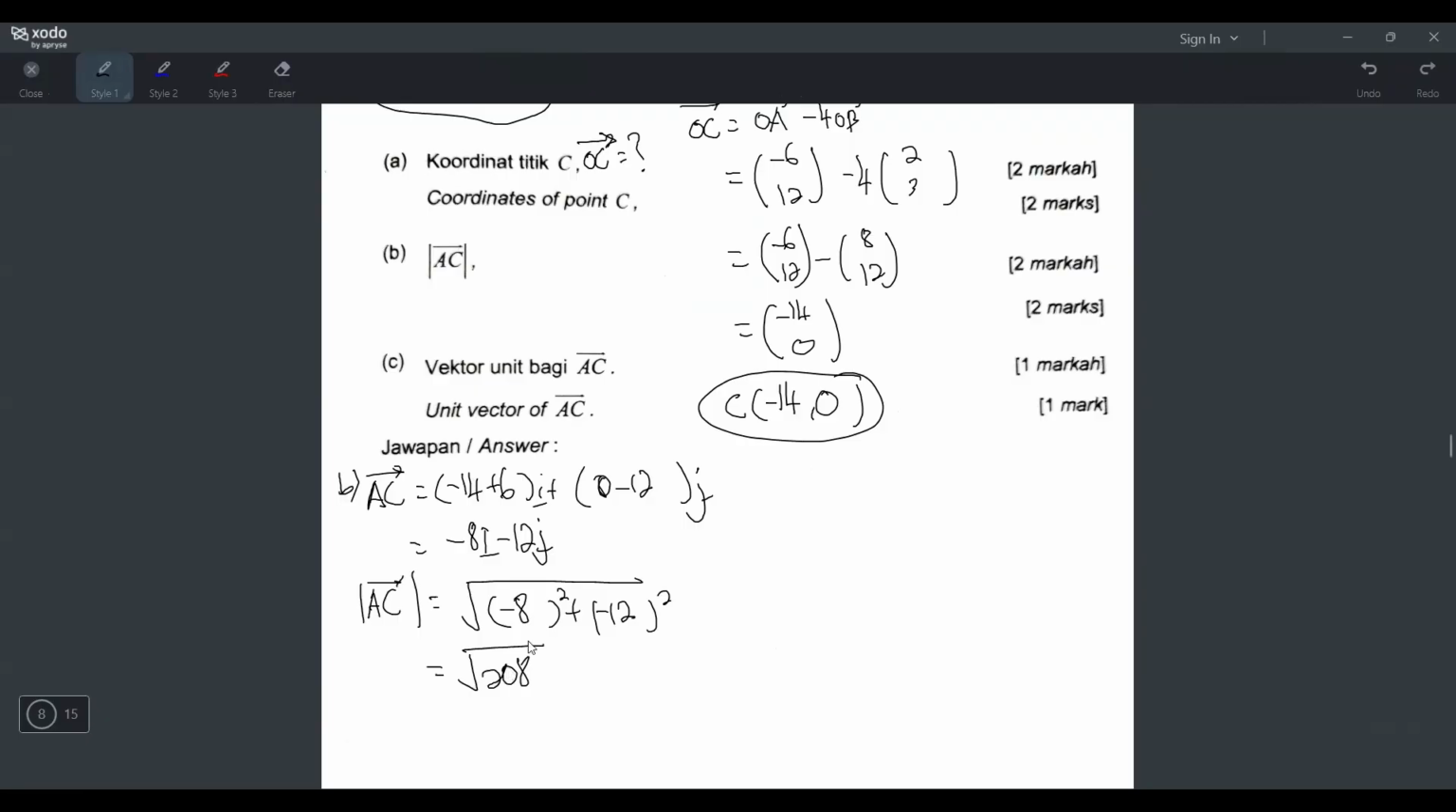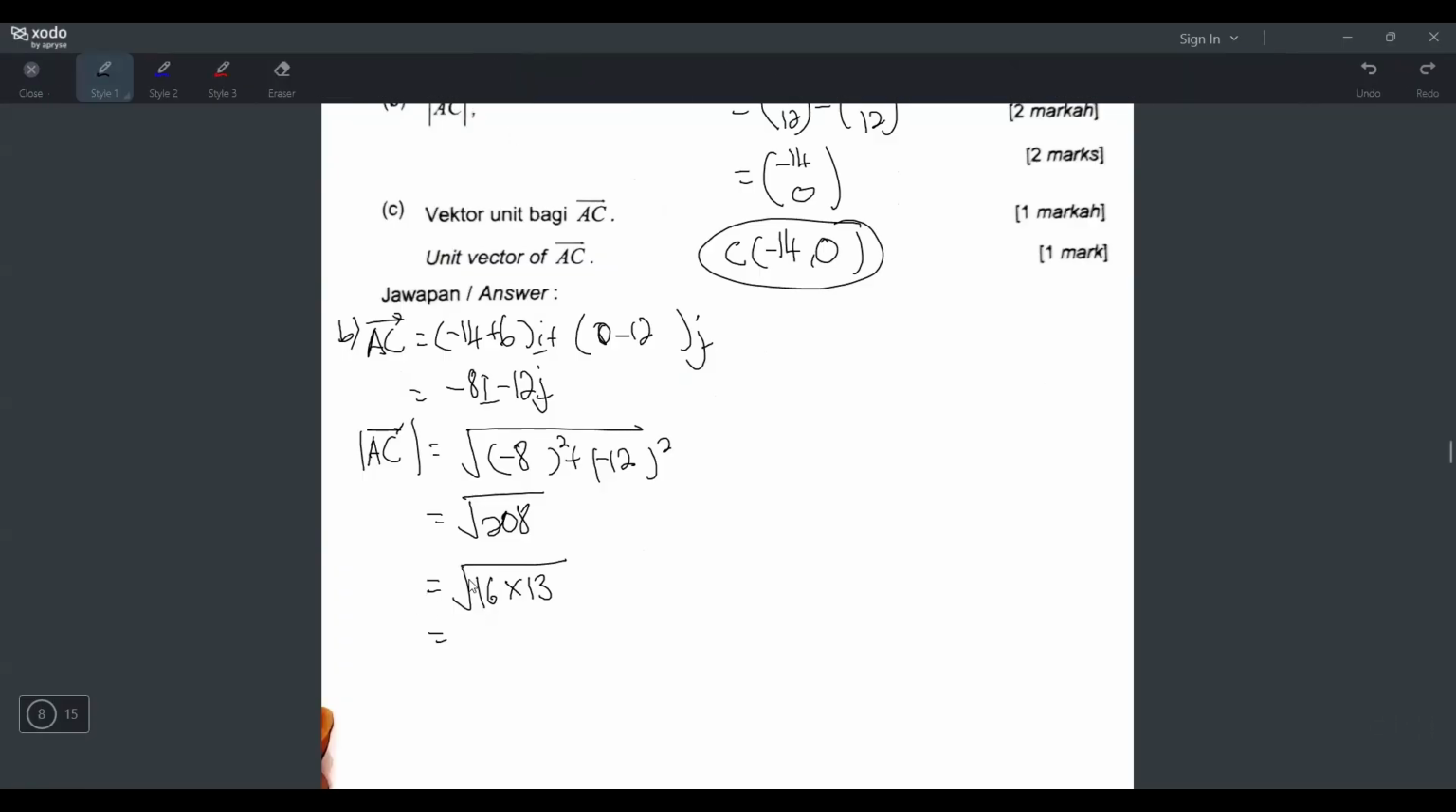If you can simplify the surd, you better simplify. So 208 can be simplified because 208 can be divided by a perfect square. Can you tell me what is the highest perfect square that 208 can divide by? Choose the highest one. So 208 can actually be divided by 16. When you take 208 divided by 16, you press the calculator, it gives you 13. I choose a perfect square so that later I can simplify the square root of 16, I get 4. So you end up with this. The answer is 4 square root 13. So that's the answer for B.